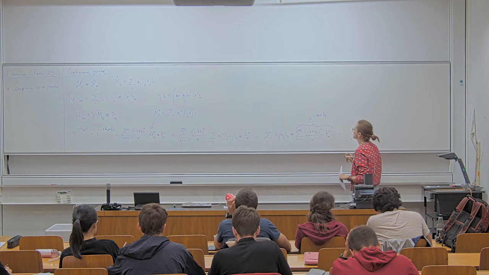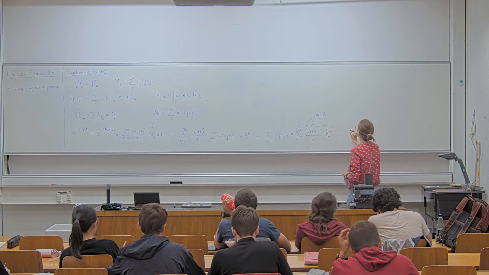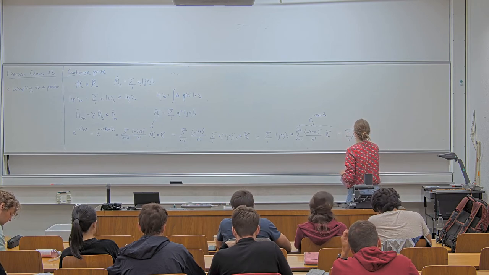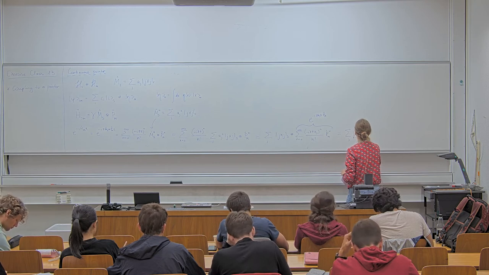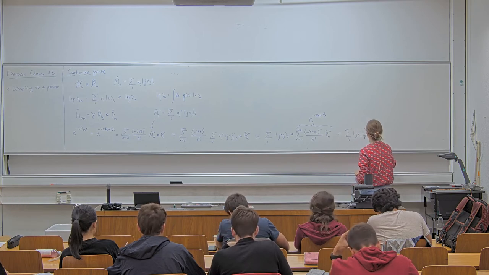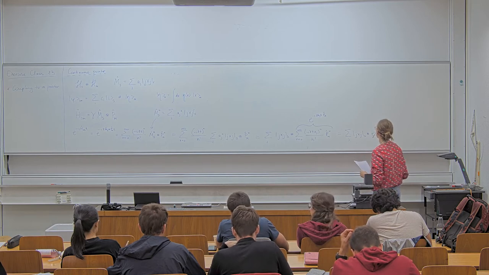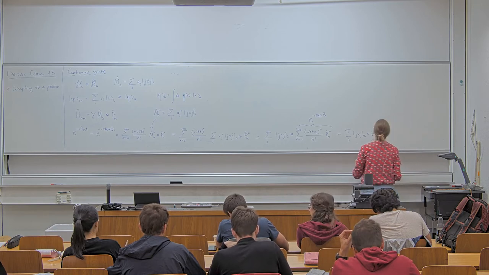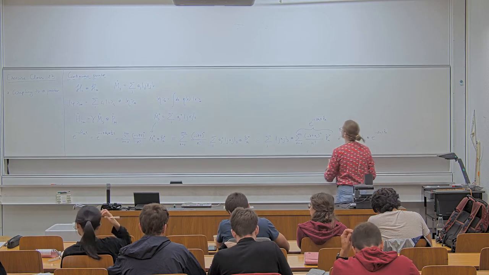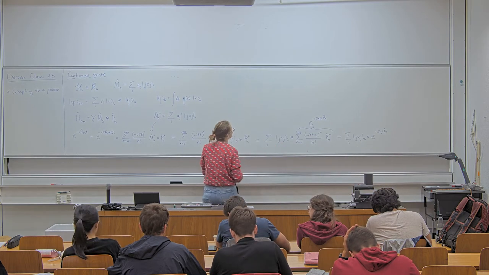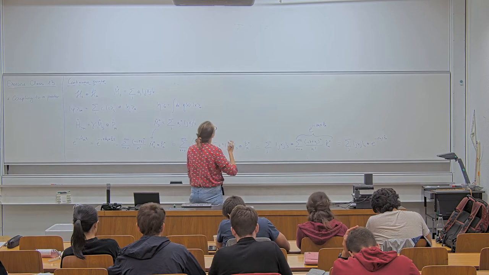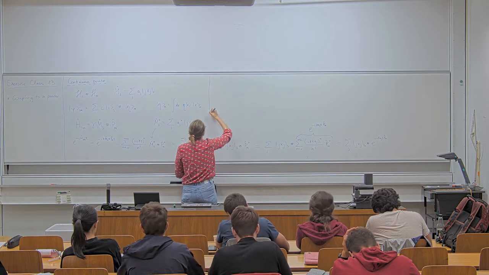So basically, this unitary evolution can be written as just the following sum. Okay, so this is what we got. Now we want to apply this to our initial state.